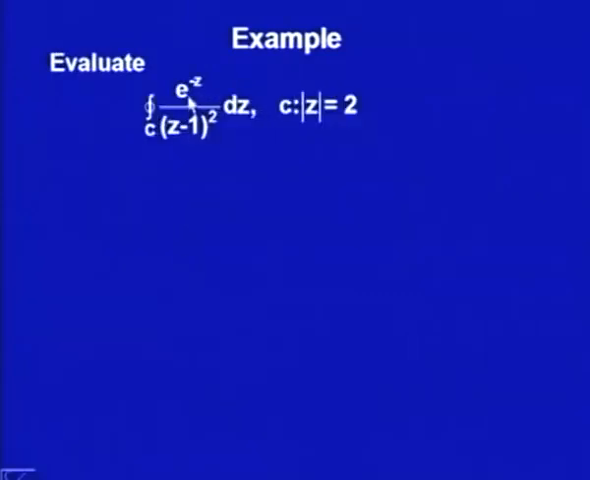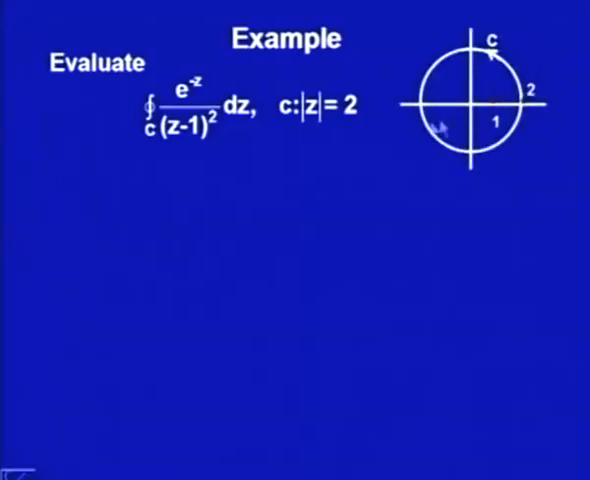Evaluate the integral of e to the power minus z upon (z minus 1) whole square dz on the circle |z| equal to 2, that is, a circle with radius 2 and center origin. Let us see the circle with radius 2, center origin. Let us see this function e to the power minus z upon (z minus 1) squared.